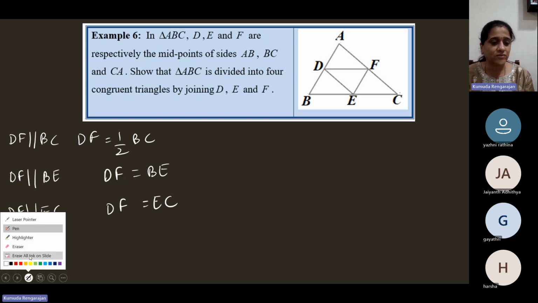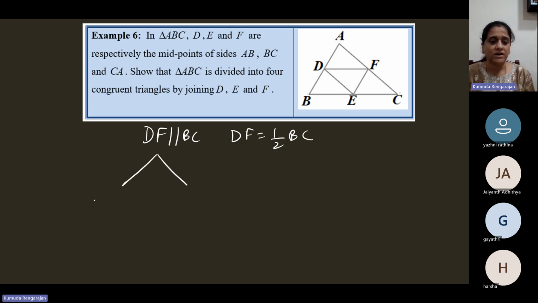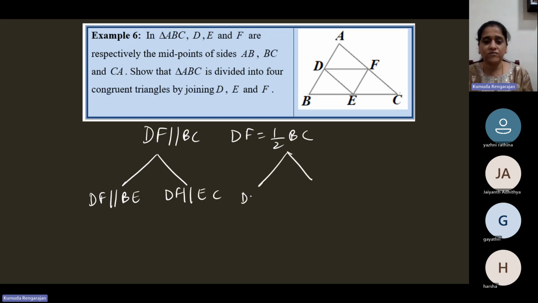Let me write it like this. By midpoint theorem, we have DF is parallel to BC and DF is equal to half BC. This one means DF is parallel to BE and DF is parallel to EC. And this one means DF is equal to BE, DF is equal to EC.